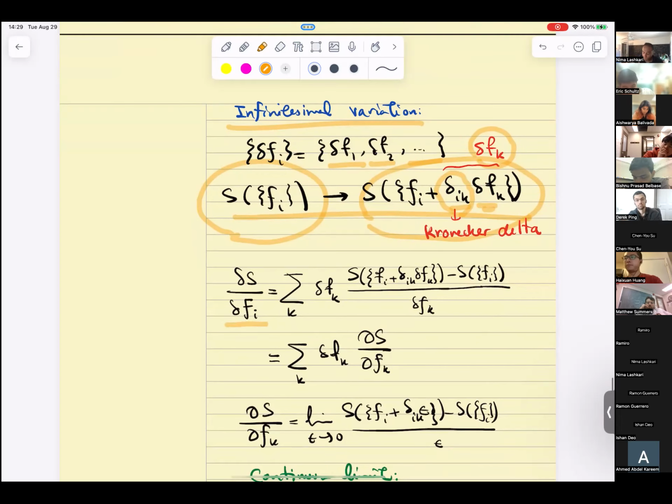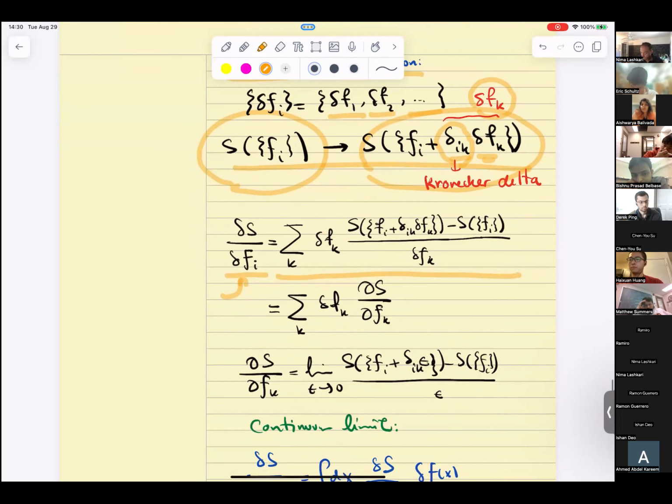So if you want to know the variation of S with respect to f_i, now that I've discretized, f_i just is a variable. It's a simple function, just a normal good old function derivative, and this is the definition of the derivative. So by discretizing my space, I just turned a functional into a function of many variables, that I can take a derivative with respect to each one of them separately.